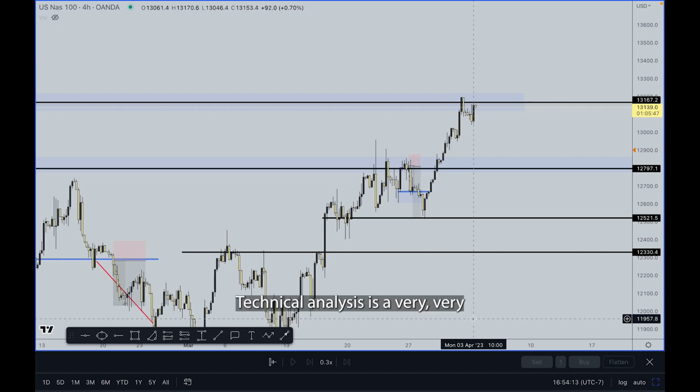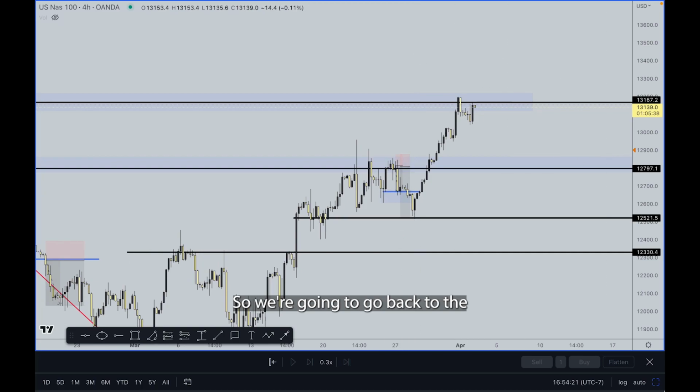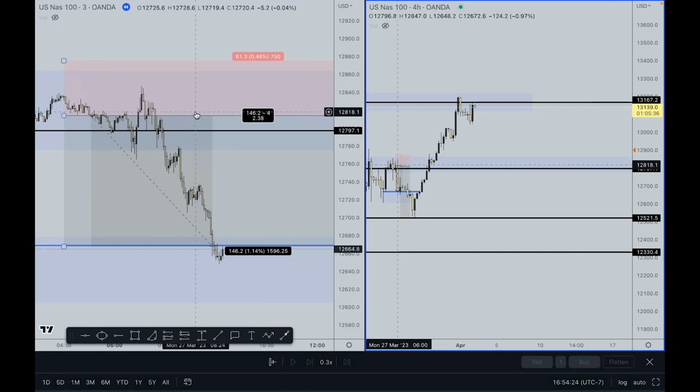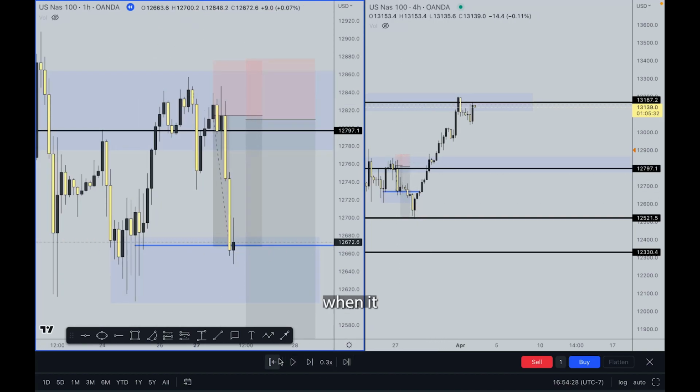Okay, technical analysis is a very, very strong skill set that you need to develop because it can be applied to all markets, including cryptocurrency as well. Okay, so we're going to go back to the two chart, the split screen. 1 hour on the left-hand side. Let's exit this buy replay mode real quick.